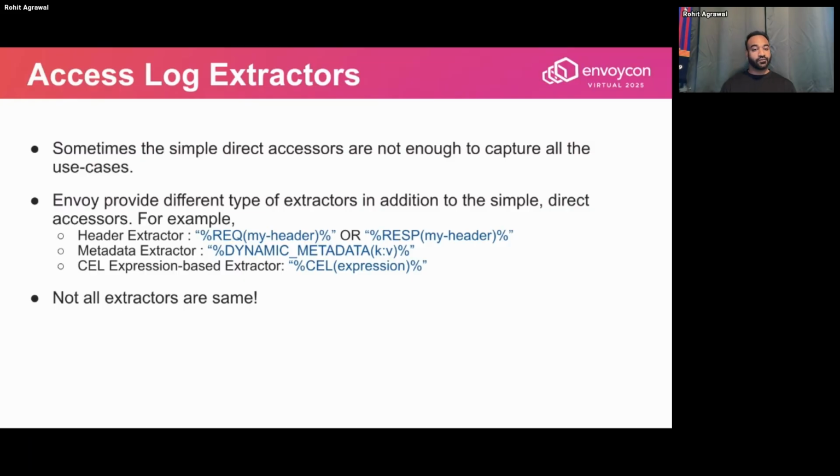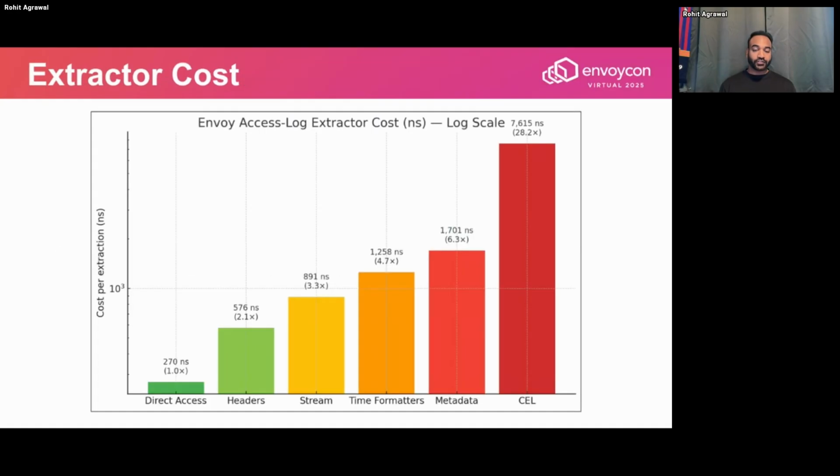The key insight from the micro benchmarks that we did was that not all extractors are the same. So here is a rough comparison of the extractor cost. If you look at the direct accessor, it roughly takes 270 nanoseconds to extract the field, versus the header extractor, which starts taking twice the time the direct accessor would take. If we move on to time formatters or metadata, it becomes very expensive, almost 6 times what you would pay for direct access. CEL is the most expensive. We see up to 28 times the cost that you would spend for direct access.